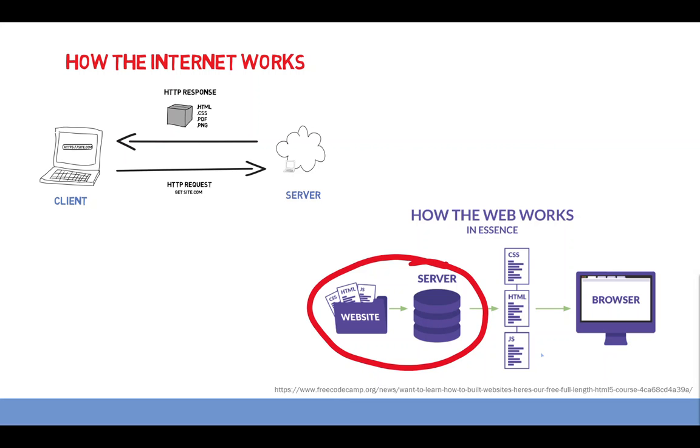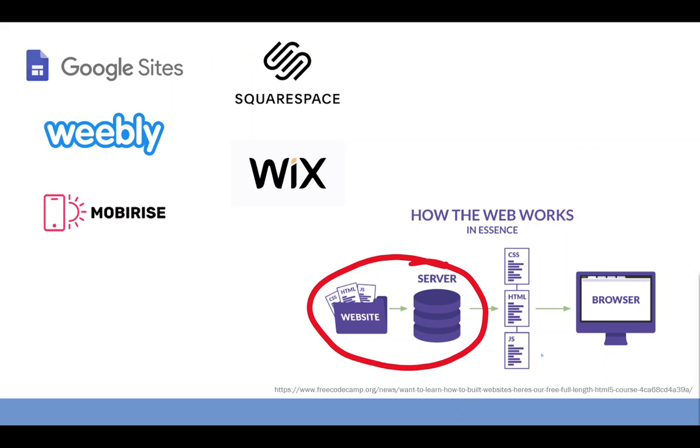Another dimension of this is actually getting your domain name, which I'm not going to go into here, but that's another part of it. If you're interested, you can look that up. The types of programs that give you the coding and the server space are like Google Sites, Weebly, Mobirise, Squarespace, Wix. Google Sites is a really good place to start.